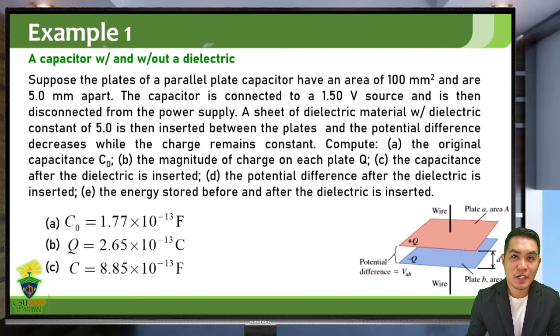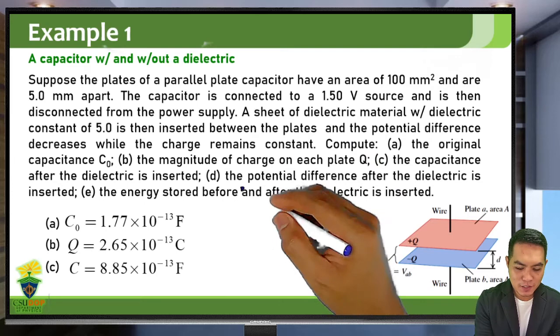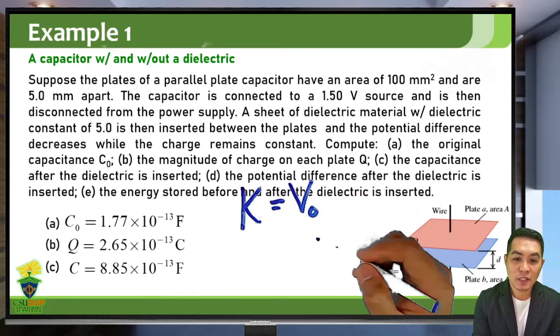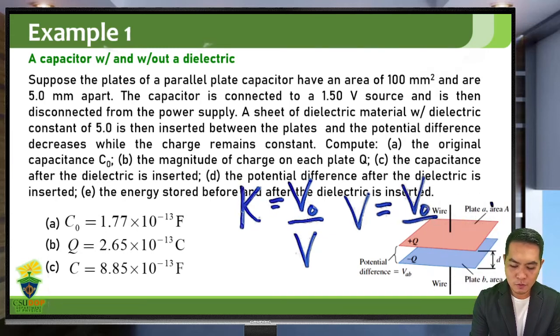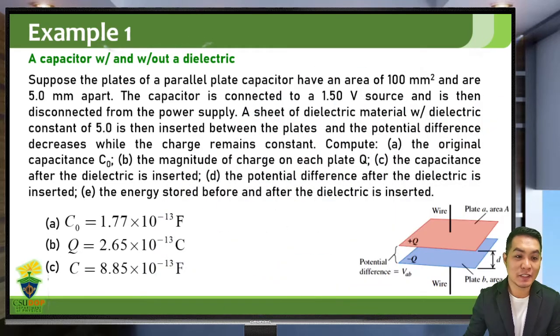Letter D, the potential difference after the dielectric is inserted. The dielectric constant is actually just the ratio of the original potential difference over the final potential difference. So essentially, the final potential difference is just the original divided by the dielectric constant. You divide your original potential difference by K. In this case, K is equal to 5. So 1.5 divided by 5, you will get 0.3 volts. So even though the capacitance increased 5 times, the potential difference decreases to 1/5 of the original potential difference.